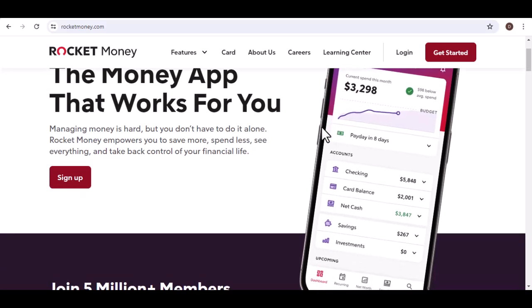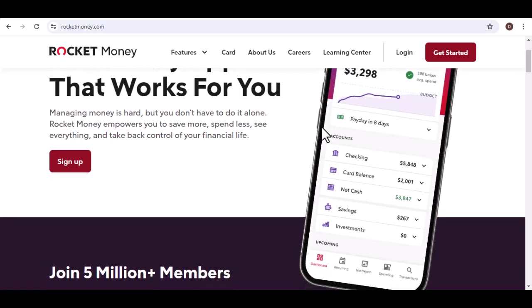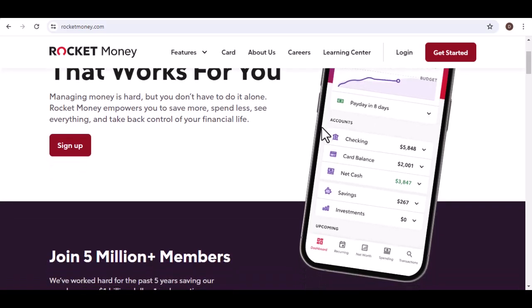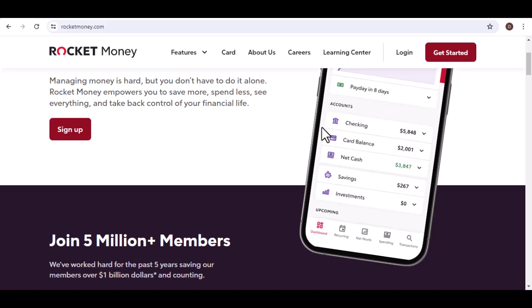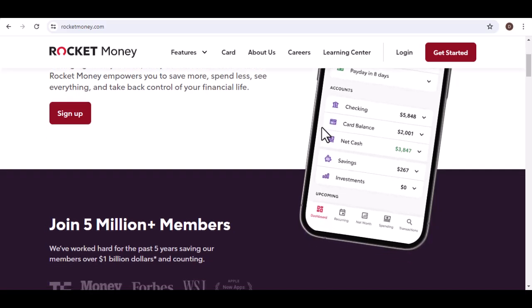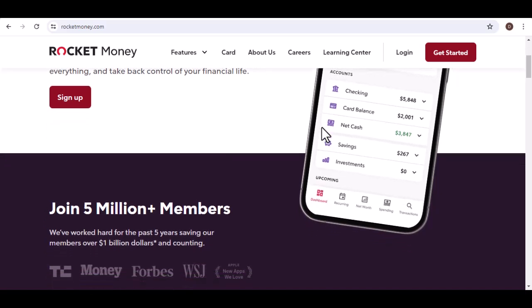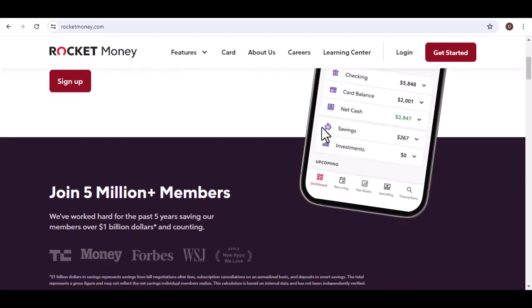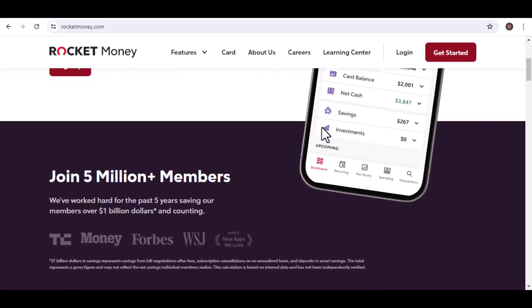Understanding Rocket Money. First things first, for those who might be new to Rocket Money, it's essentially a personal finance app designed to help you track your spending, identify savings opportunities, and even negotiate bills. Think of it as your financial sidekick.